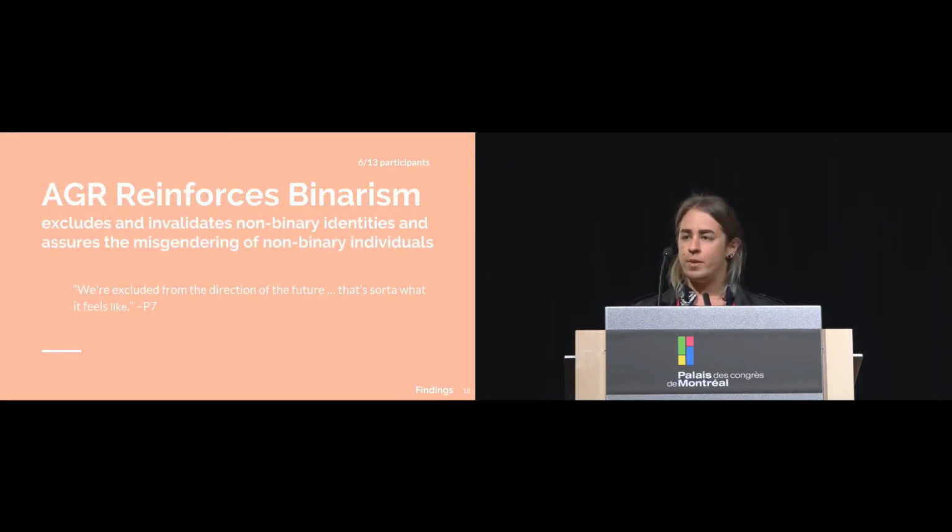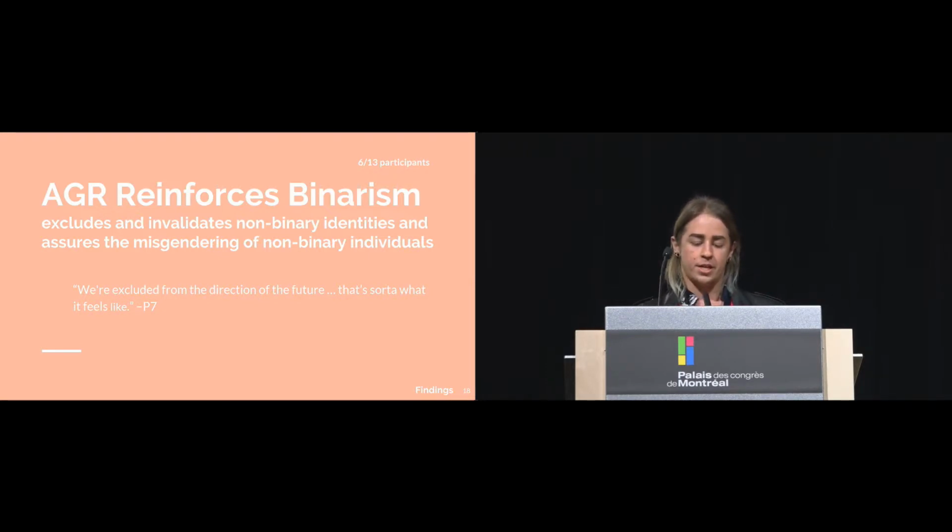The male and female binary that was often represented in automatic gender recognition literature reinforced a binary gender system that our participants felt excludes and invalidates non-binary identities and thus assures the misgendering of non-binary individuals who are interacting with that technology. T2 expressed a belief that this would give preference to transgender people who fit into a binary conception of gender or who pass as their gender identity.